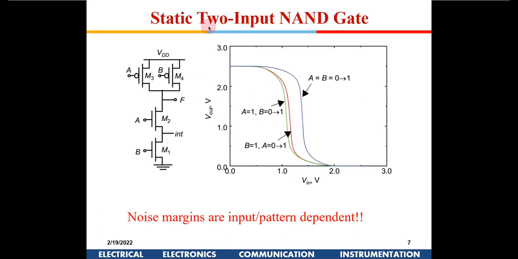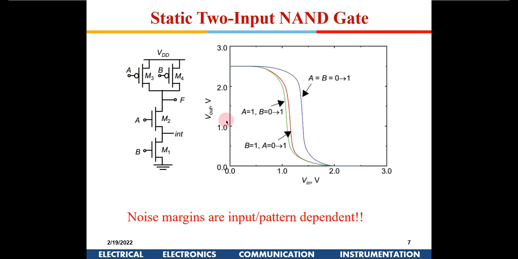Now, in a two-input NAND gate, the VTC curve or the noise margin is pattern dependent. What it means is, suppose both A and B are zero. In this case, both these PMOS transistors will be switched on. So now you have these two transistors working in parallel and these two transistors working in series. Obviously the PMOS is much stronger. That is why this VTC curve is shifted towards the right, because A and B are together moving from 0 to 1.